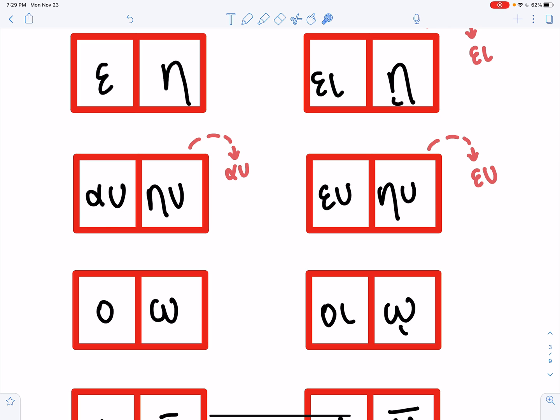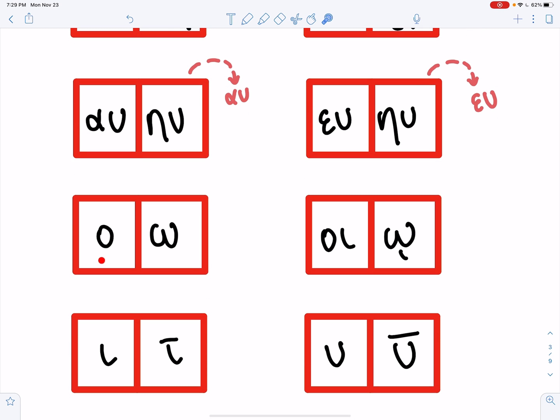All right, let's move on to some new combinations. Alpha upsilon turns into eta upsilon, or it can stay the same. Epsilon upsilon turns into eta upsilon also, or it can stay the same as epsilon upsilon. Omicron turns into omega, right? And that makes sense because in general, this augment means we're lengthening the vowel. We have this short omicron. So if we're lengthening an omicron, an O sound, it would make sense that we would just make it an omega, which is already a long O, rather than adding any other letters.